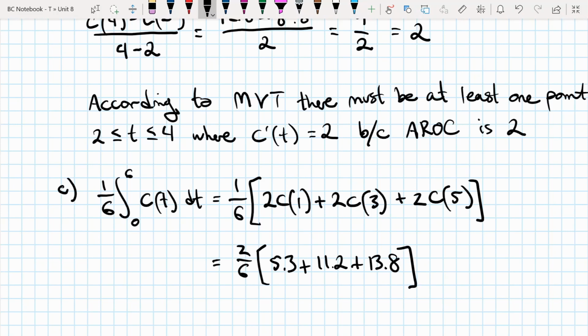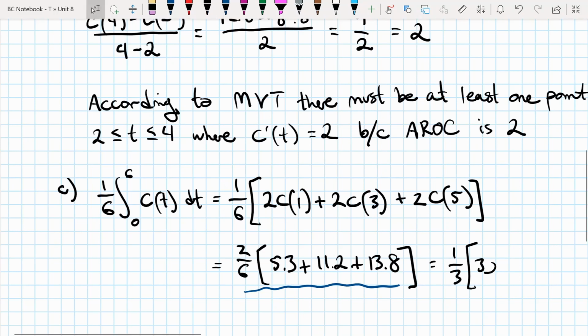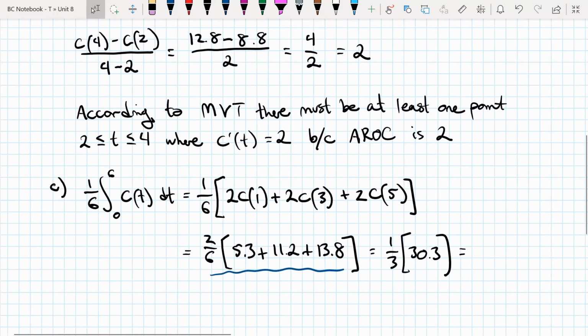Because this is AP, you can actually leave your answer just like this. So you can actually stop here, and this is no calculator, so you might want to do that. The likelihood that you make a mistake is going to be reduced if you just write your answer like that. But I'll just simplify it. So this becomes 1/3. Well, this becomes 30.3. And if we divide that by 1/3, we get 10.1 ounces.